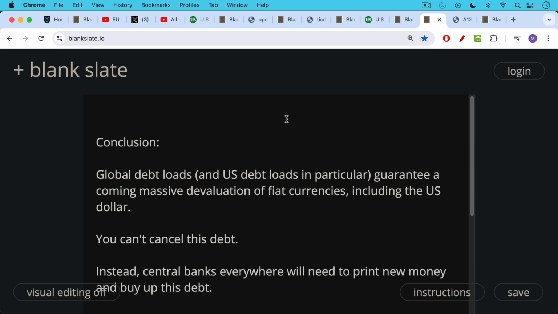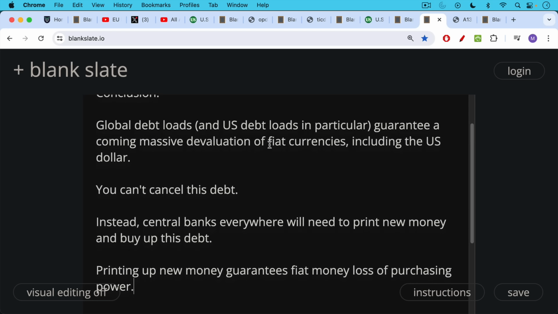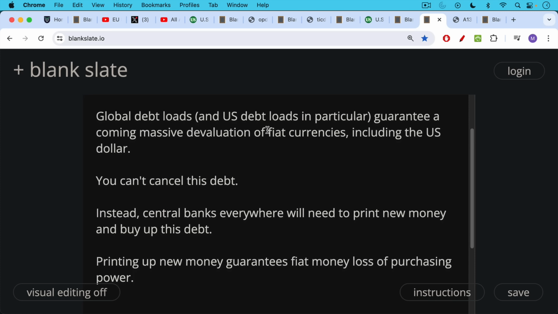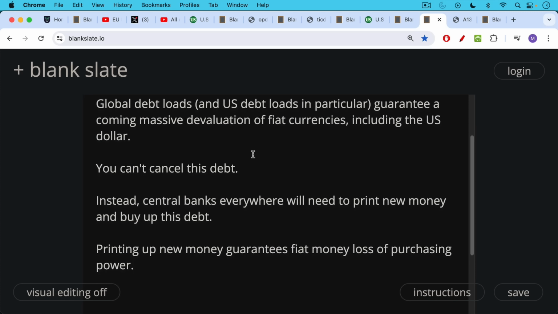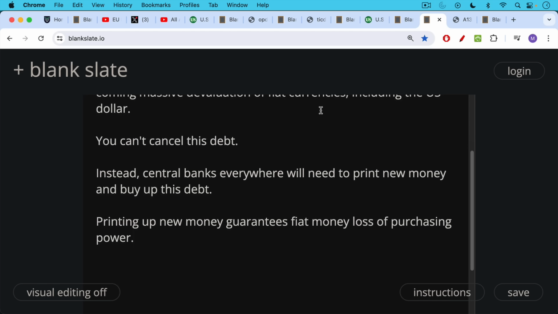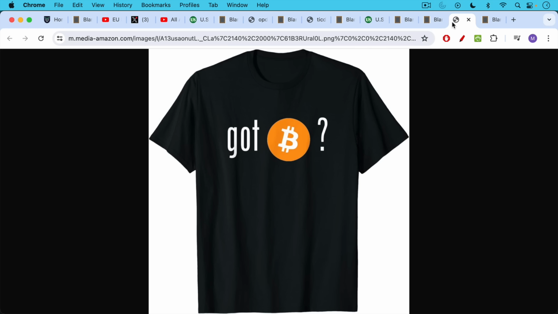What's the conclusion here? Global debt loads and U.S. debt loads in particular, because it's a world reserve currency, it has a much bigger impact. These guarantee a coming massive devaluation of fiat currencies, including the U.S. dollar. You cannot cancel this debt for reasons we've seen in this video. Instead, what's going to happen, central banks everywhere will need to print new money to buy up this debt. Printing up new money guarantees fiat money loss of purchasing power, as we discussed. Your $50,000 going from buying a new car to buying a bicycle if you're lucky.